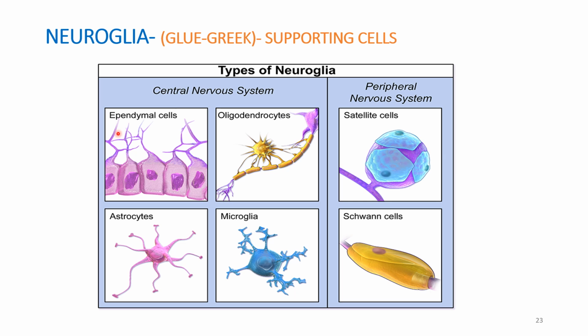Now coming to the neuroglia. These are the supporting cells. The term comes from the Greek, where glia means glue. So these are glue-like cells present in the nervous system. This diagram shows the types of neuroglia. In the central nervous system, we have four types of neuroglial cells: ependymal cells, oligodendrocytes, astrocytes, and microglia. In the peripheral nervous system, we have satellite cells and Schwann cells as neuroglia. Now we will see each one by one.